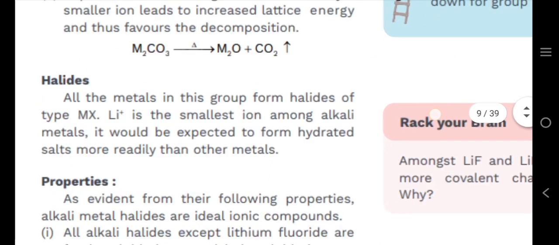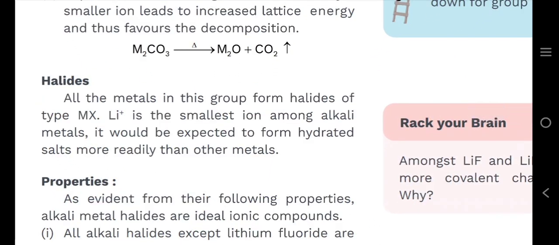Halides: all the metals in this group form halides of type MX. Li positive is the smallest ion among alkali metals. It would be expected to form hydrated salts more rapidly than other metals.